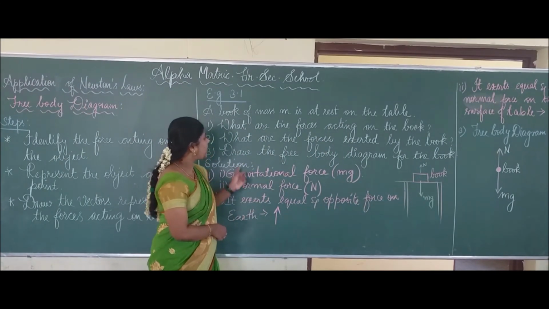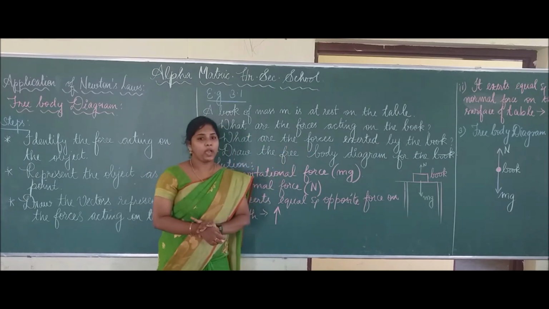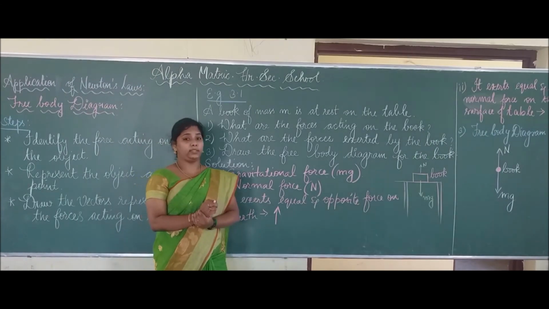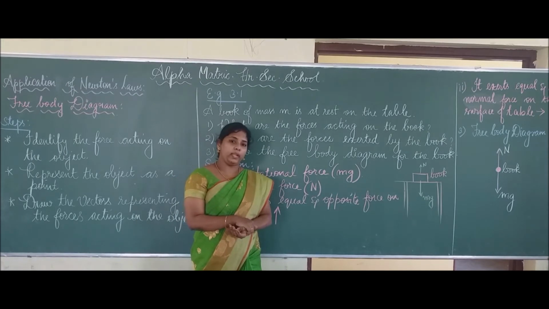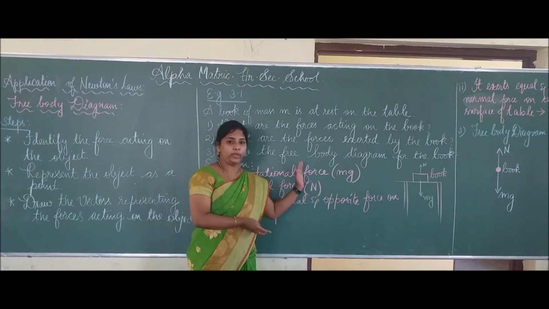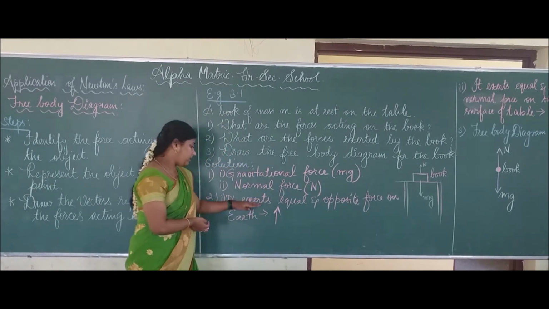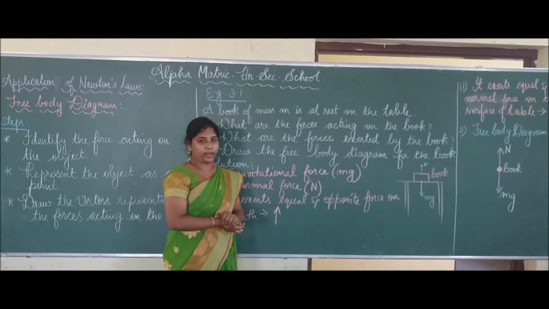Next, they ask what forces are exerted by the book. According to Newton's third law, there are two reaction forces exerted by the book. Two reaction forces. They are asking how many forces are exerted by the book.